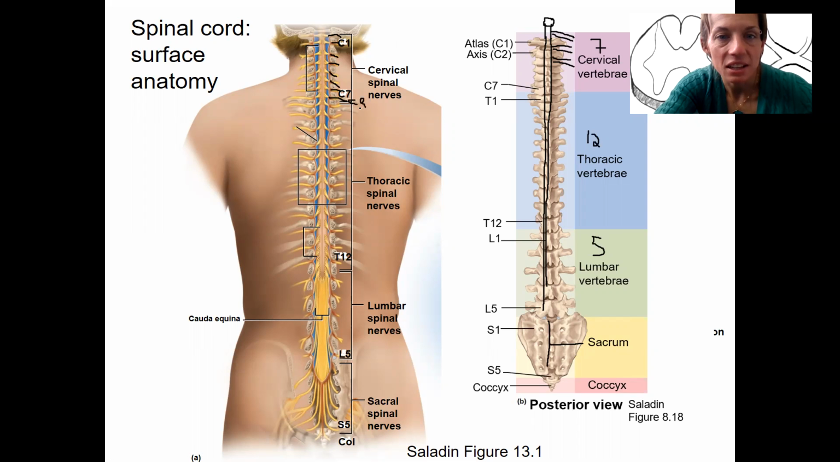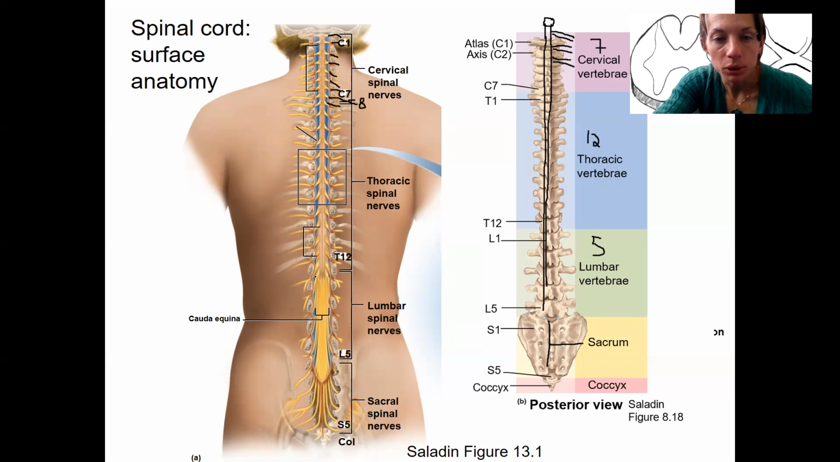I'm going to add C8 in there. 8 pairs of spinal nerves, I should say. Then we go to the first thoracic, and there's going to be 12 of those that correspond to the 12 vertebrae. 12 thoracic spinal nerves, 5 lumbar, 5 sacral, and 1 coccygeal.